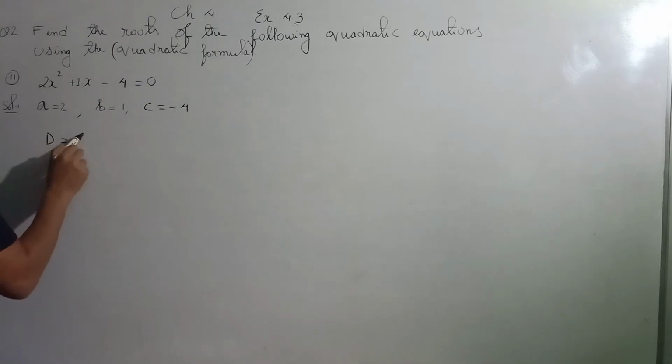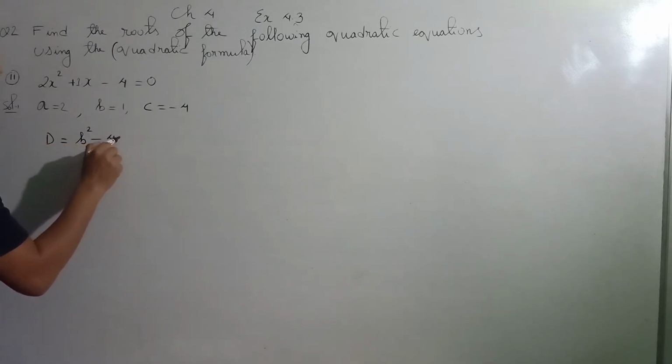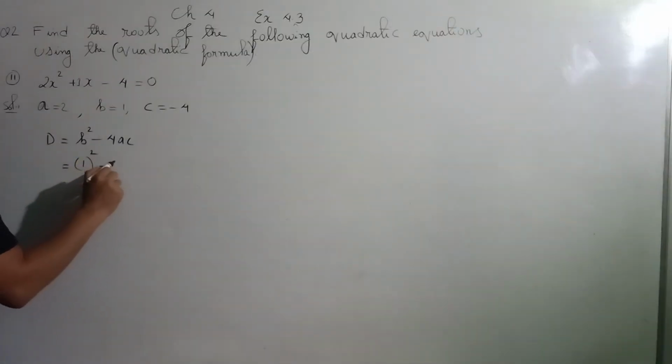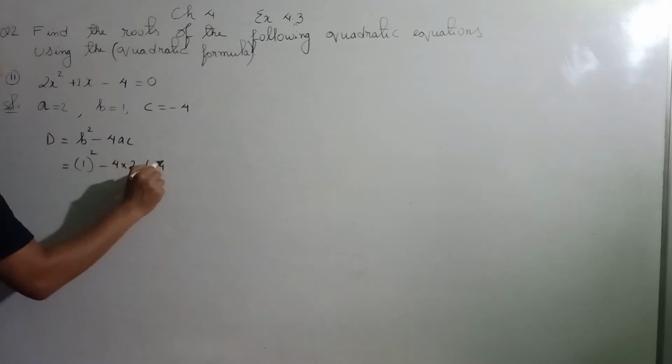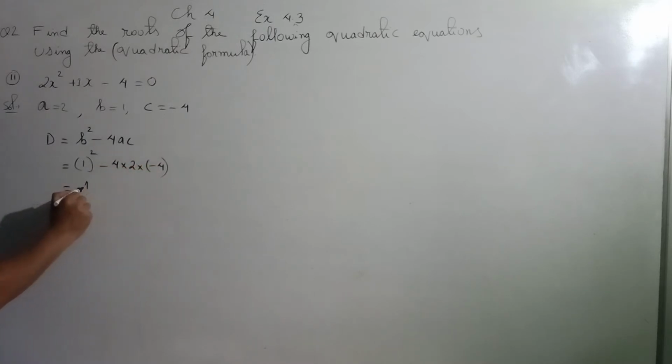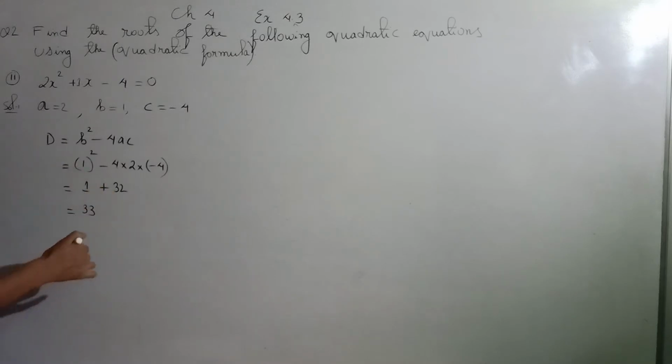Discriminant is given by b squared minus 4ac. Your b is 1, so b squared means 1 squared, minus 4 times a, which is 2, times c, which is minus 4. 1 squared is 1, minus into minus is plus. 4 2 times is 8, 8 4 times is 32. 1 plus 32 is 33.